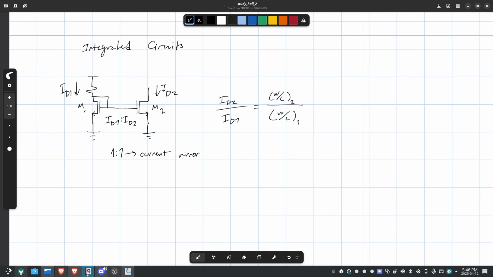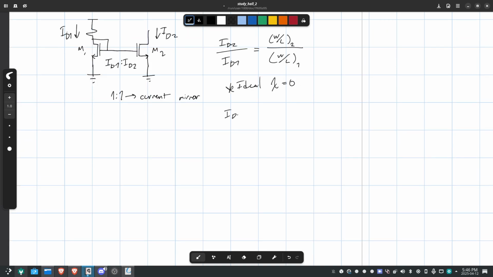Okay. The other thing is that this is ideal, where we have no body effect. If we do have a body effect, it's different. And with the body effect, I don't think we need to memorize this. It's going to be W over L2 over W over L1, times 1 plus lambda VDS2 over 1 plus lambda VDS1.